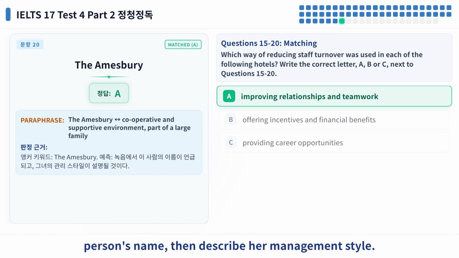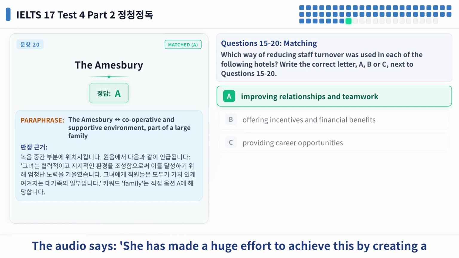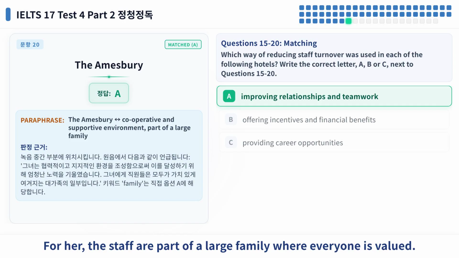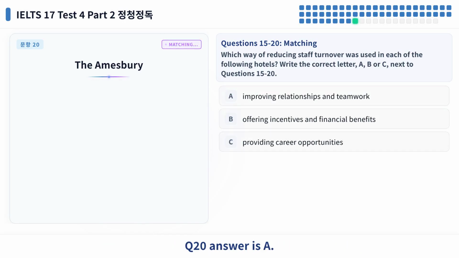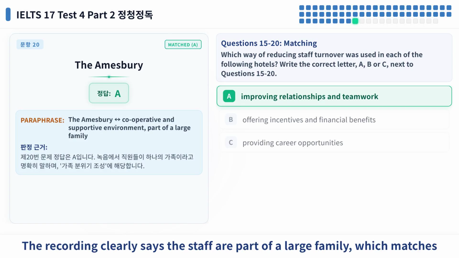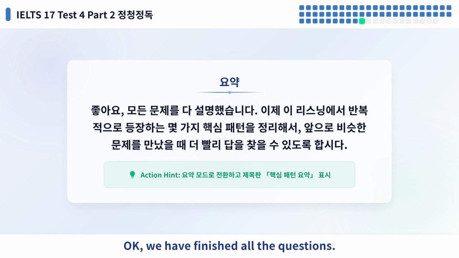Located in the middle of the recording, she has made a huge effort to achieve this by creating a cooperative and supportive environment. For her, the staff are part of a large family where everyone is valued. The keyword family directly matches option A. Q20 answer is A. The recording clearly says the staff are part of a large family, which matches creating a family atmosphere.